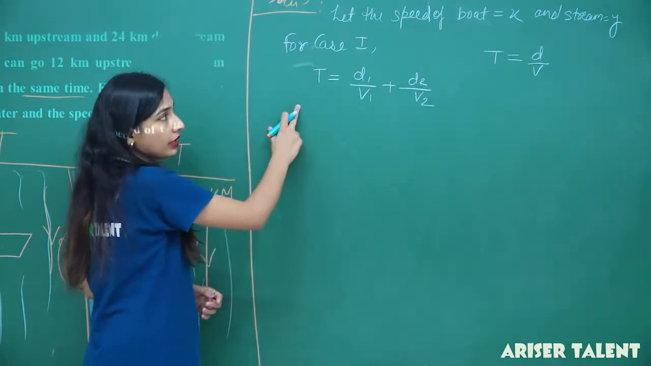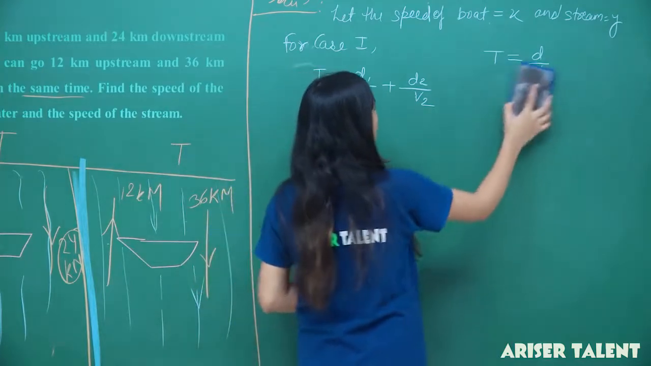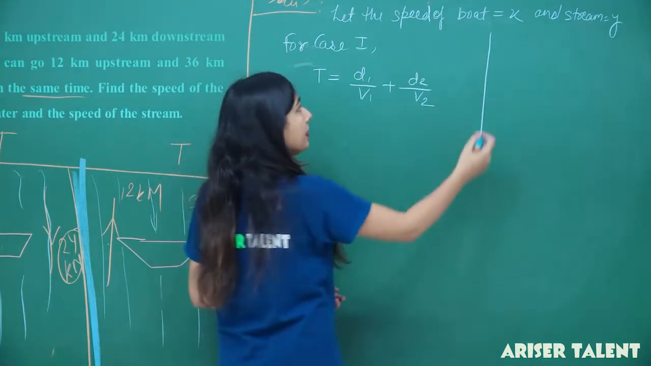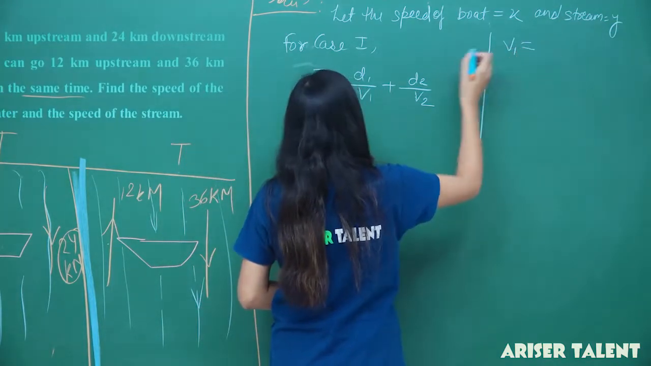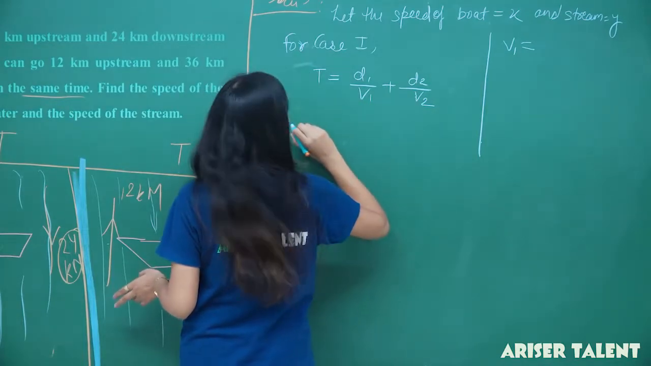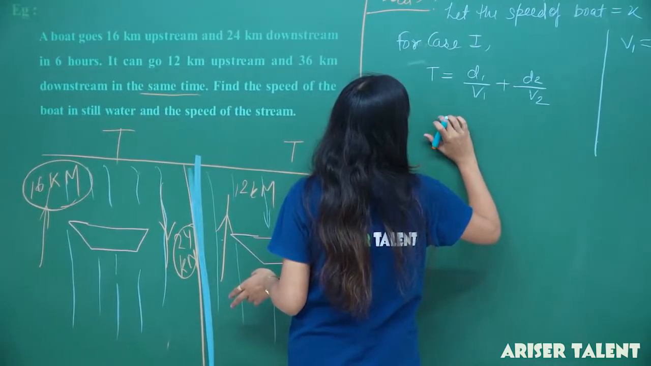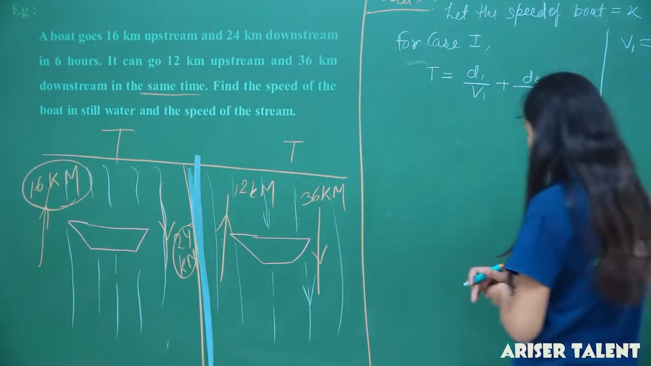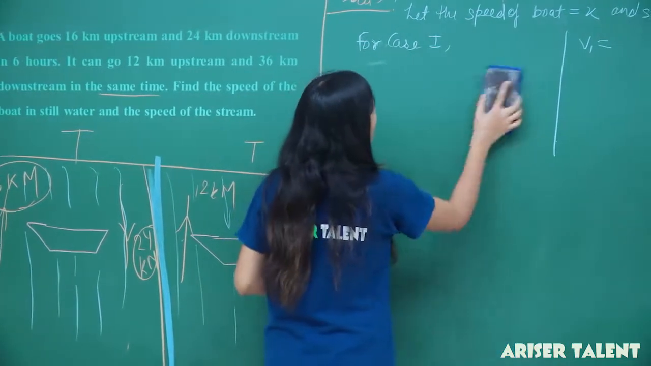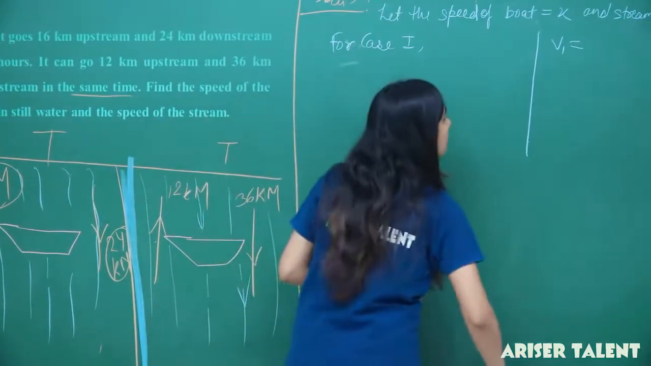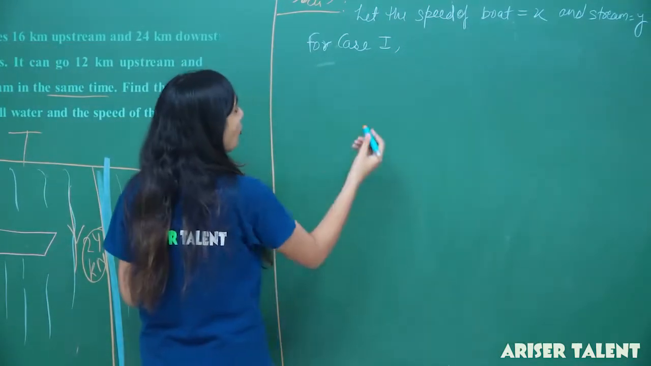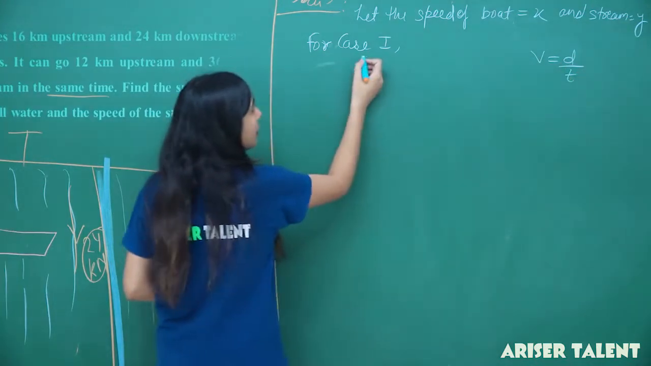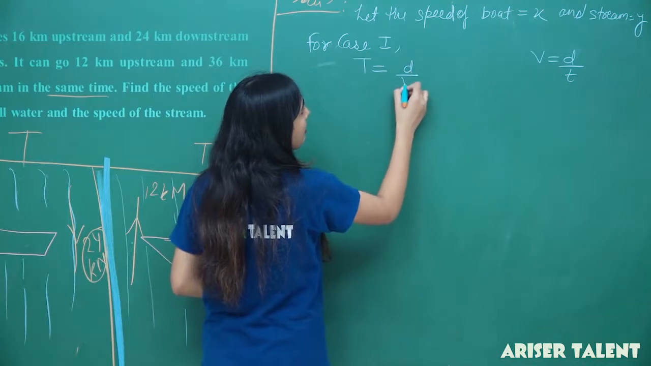Now, in that case, the first case here, we are having the v1, that is first the v1, we are lacking something. Okay, so there will be this formula, that means the time is equals to distance by velocity.